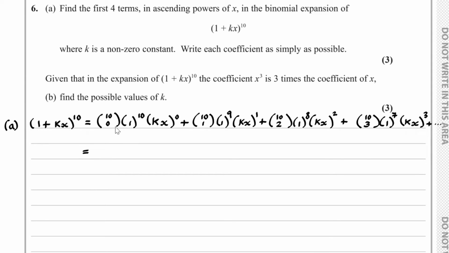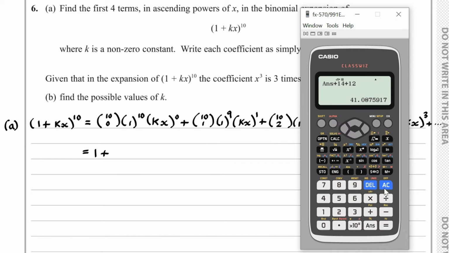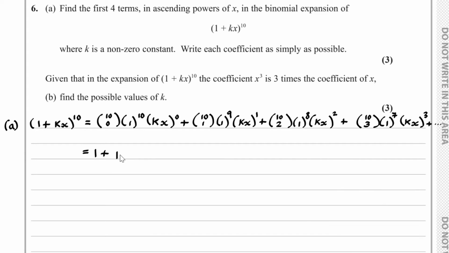Now 10 choose 0, that's 1. So here we have 1 times 1 times kx to the power of 0. This thing is also 1. Our first term is 1. For our second term, well, 10 choose 1, let's work that out. So here we have 10 choose 1, that's 10. So we have 10 times 1 times kx.